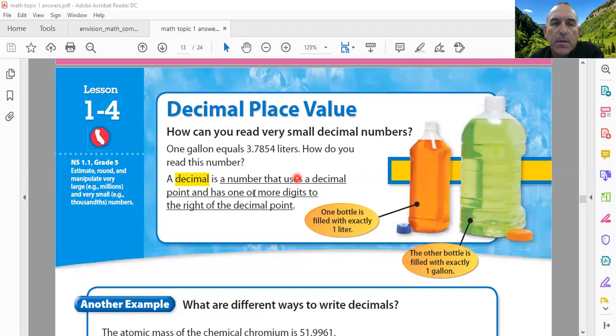Take a look. A decimal is a number that uses a decimal point and has one or more digits to the right of the decimal point. Okay? So we often think right there that that's the decimal, and we use it that way. It's actually the decimal point. And the rest of the numbers, beginning with the 7, that's actually the decimal.